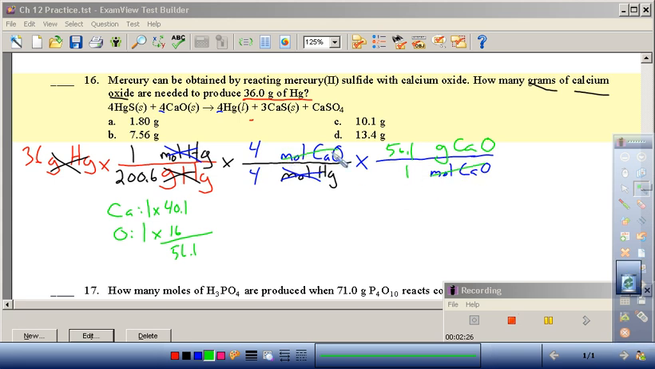Those cross off because anything over itself equals 1. And then I'm just going to multiply and divide that out. So everything on top divided by everything on the bottom. Make sure to parenthesize that.